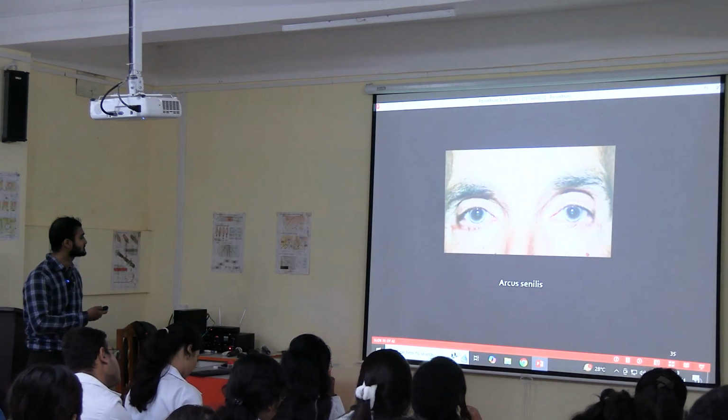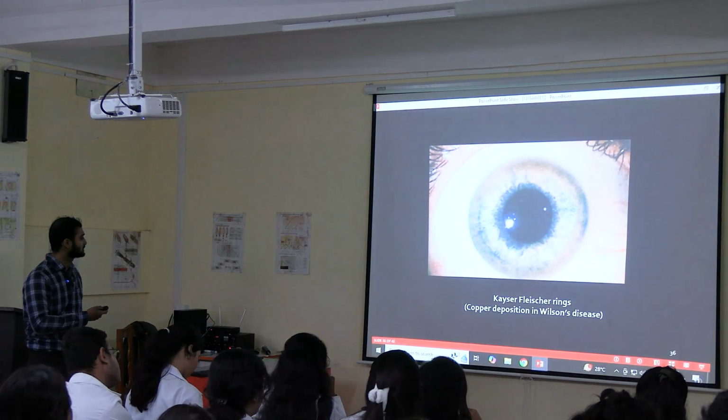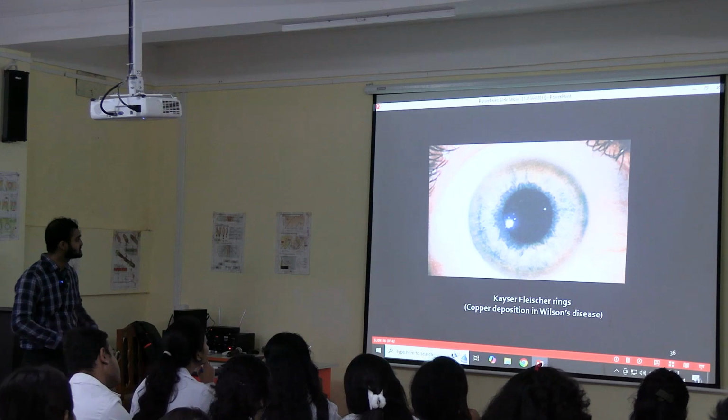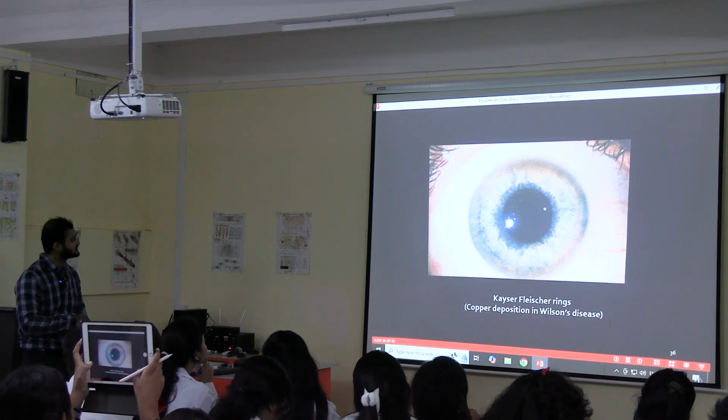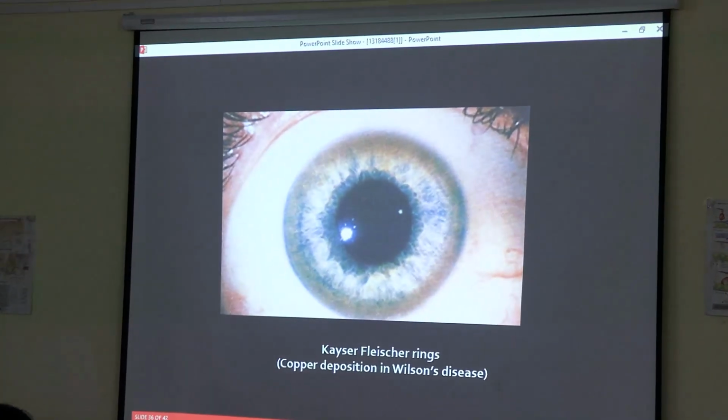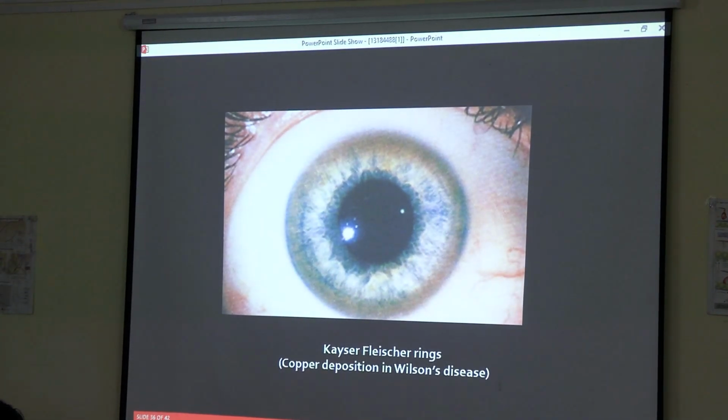This is also, I have said, arcus senilis. And this is one picture in Wilson's disease. Naturally, this happens. There is deposition of copper in the cornea. So this is known as, what is it known as? Kayser-Fleischer ring, na? Kayser-Fleischer ring. So this happens in Wilson's disease.